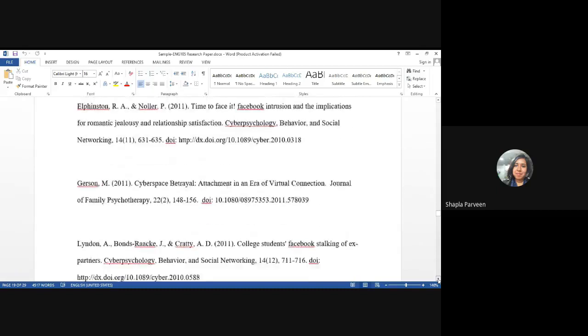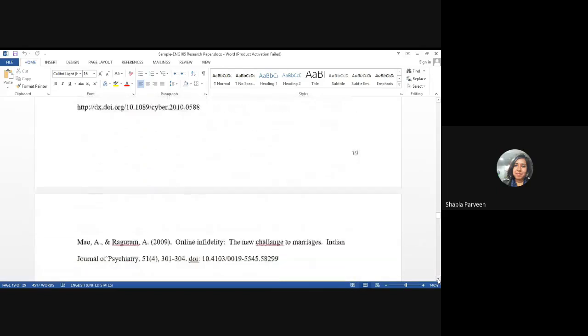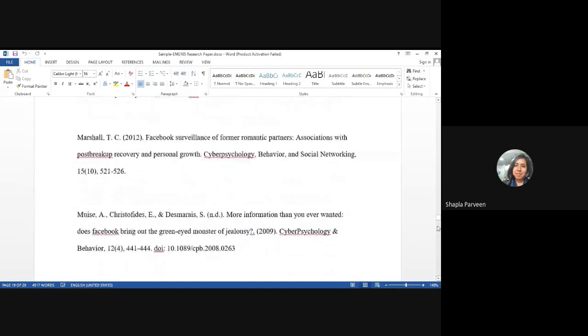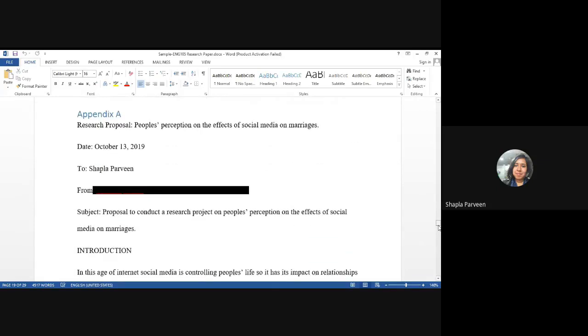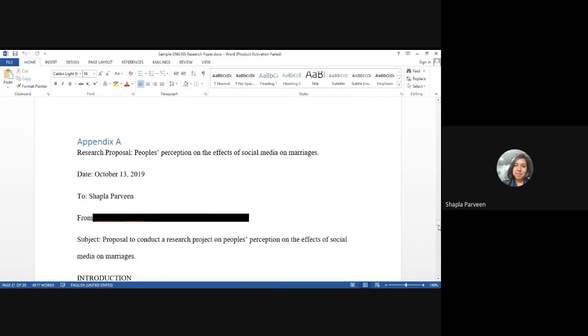And then you have the appendix section. The appendix section will have 4 parts, so you can label them as A, B, C, and D. A will be the first draft of your research proposal. B will be the modified or corrected version of your research proposal. C will be the first draft of your survey questionnaire. And D will be the modified version of your survey questionnaire.